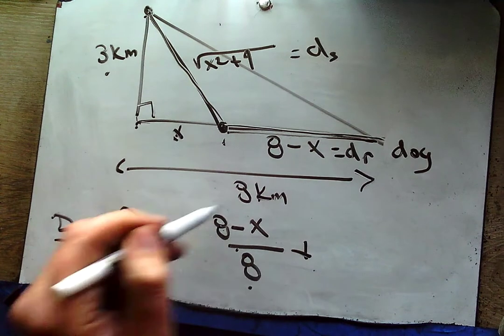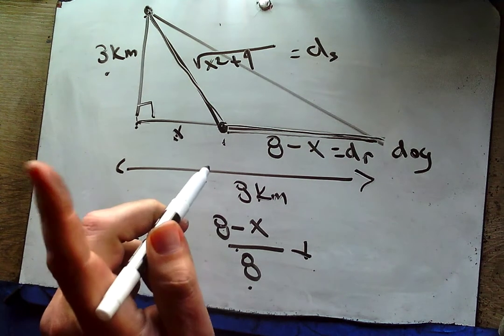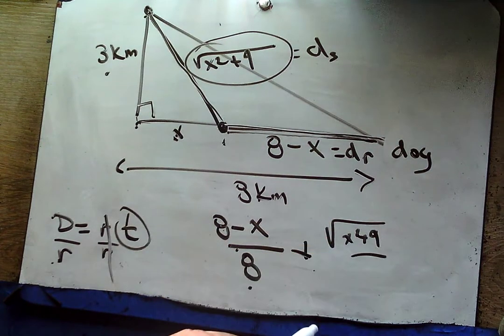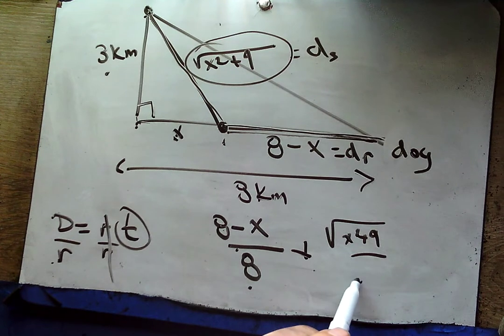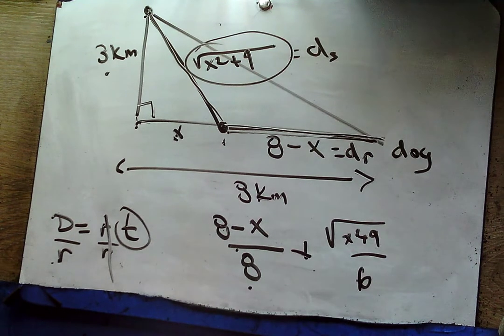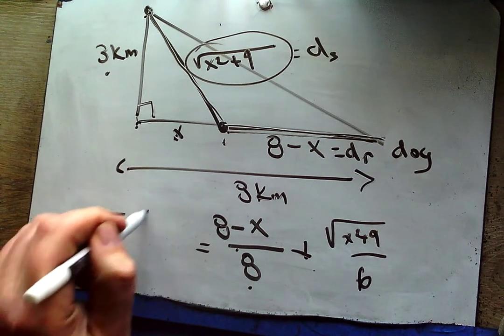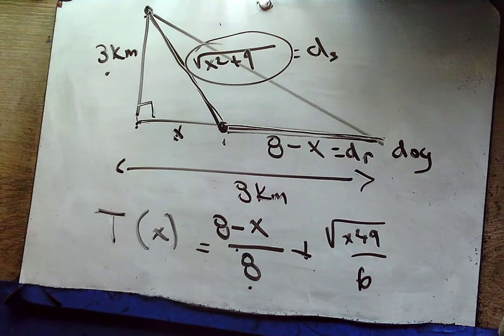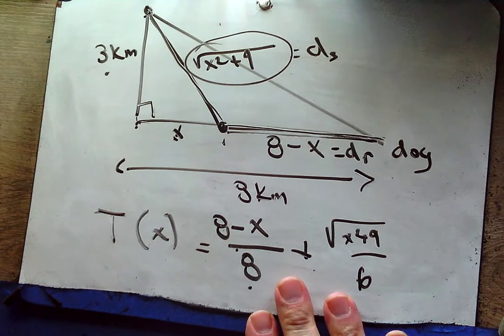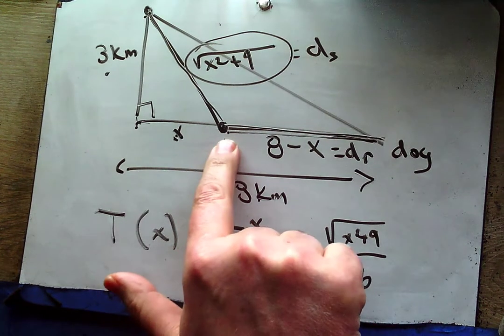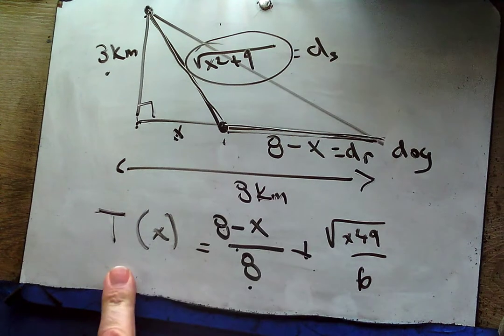I need to take the run time plus the swim time. And swim time is going to be swim distance over the rate for swimming. And the rate for swimming is 6. So there's my time equation. Here's my time equation as a function of X. Well, guess what I get to do? I get to take the derivative of this, and set that derivative equal to 0 to find out what X is in order to minimize time.